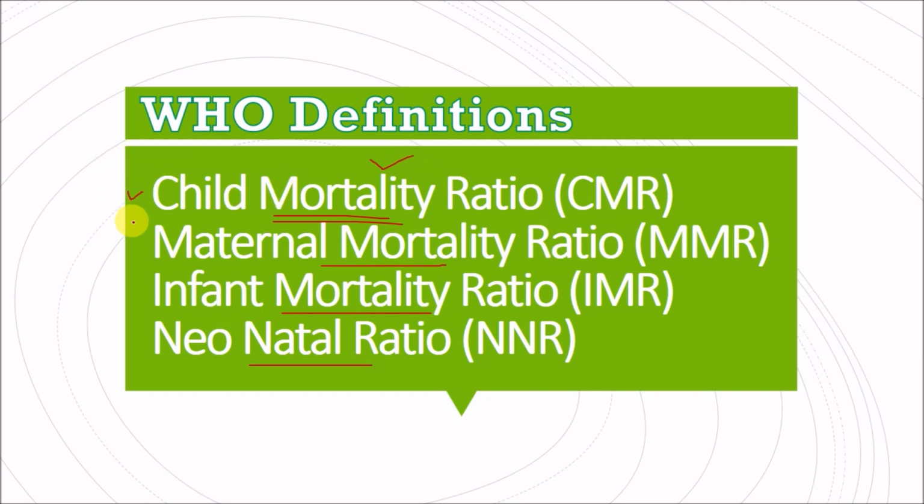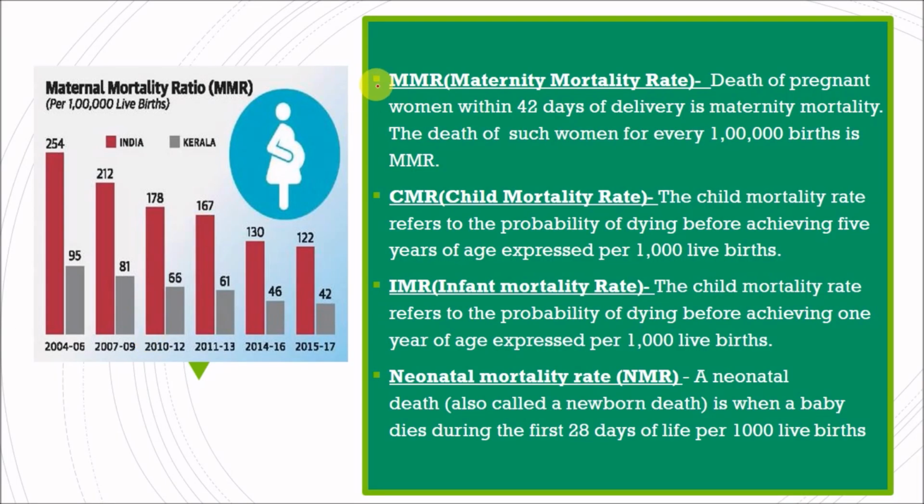But you also have to remember each of them. So let's find out how you will remember all of them. The first one, MMR. MMR stands for maternal mortality rate. What does it say? Within 42 days of delivery, if a woman dies, then that death will be counted, and it will be counted out of every 1 lakh births. So the death of a pregnant woman within 42 days of delivery is called maternal mortality. The death of such women for every 1 lakh births is called MMR.